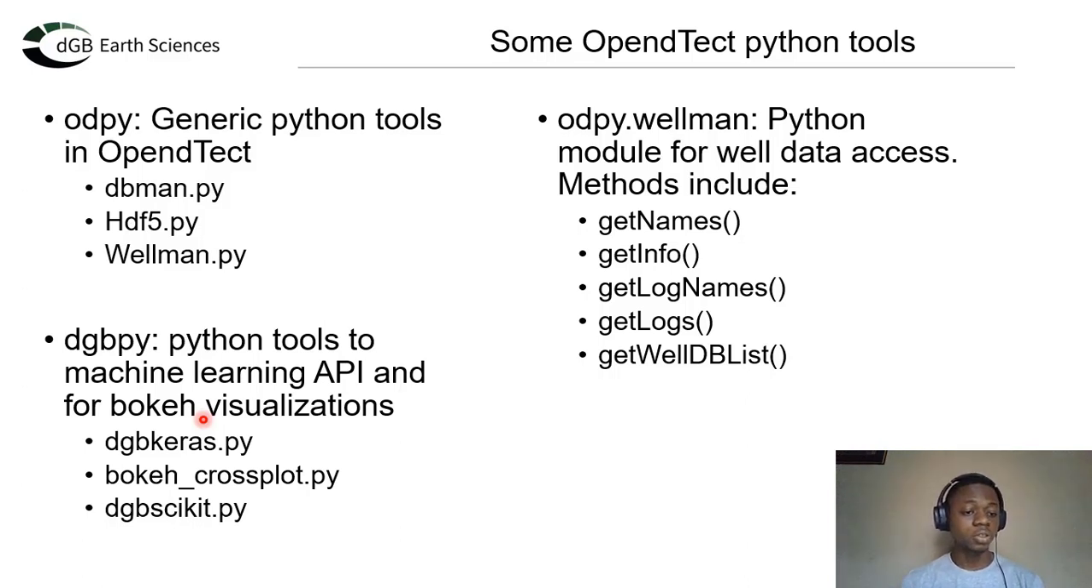So some of the modules include keras.py, which, if you're trying to make use of TensorFlow Keras in OpendTect, contains some useful methods in it. And then bokeh crossplot.py, which is used for making bokeh crossplots, and dgbpy if you want to make use of scikit-learn in OpendTect to do some machine learning work.